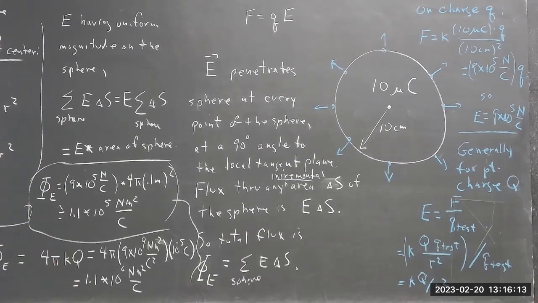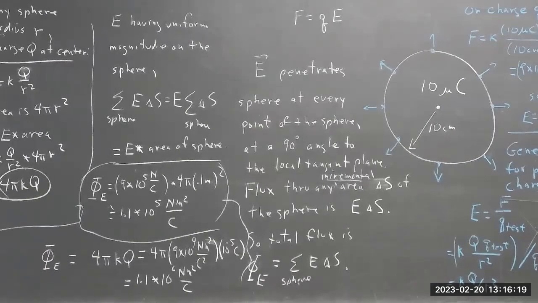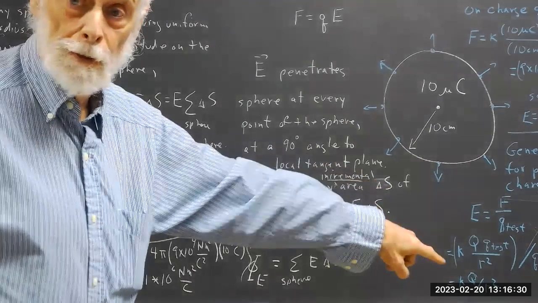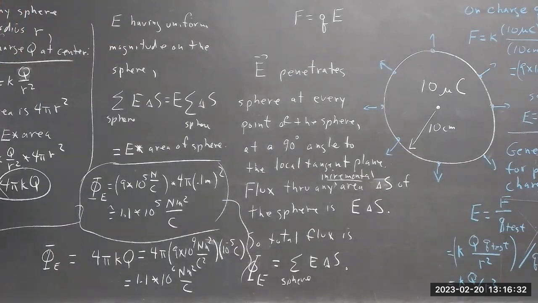But right here's what's going on. Again, the radius is R, and the charge is Q at the center. It follows that E is kQ over R squared, which we talked about right here. And the area of the sphere is 4 pi R squared. So when you multiply the two, you get 4 pi kQ. Well, that's for a charge at the center of a sphere.